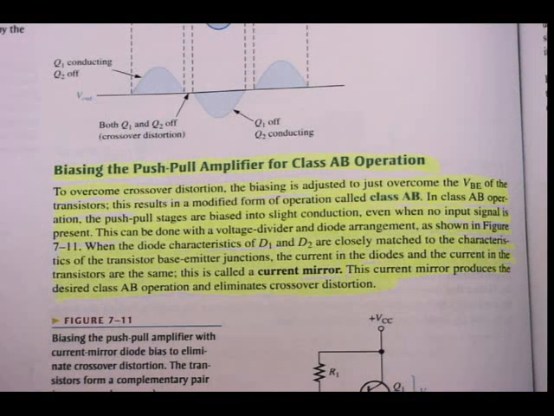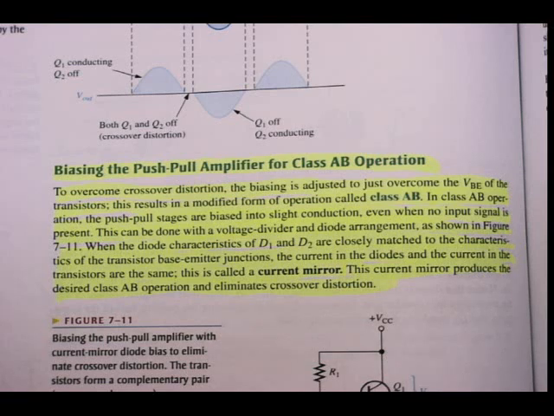Mark that paragraph. To overcome crossover distortion, the biasing is adjusted to just overcome the VBE of the transistors. This results in a modified form of operation called class AB. In class AB operation, the push-pull stages are biased into slight conduction even when no input signal is present. We did the same with the class A amplifier. I also did the biasing with no input signal, then I applied the input signal.